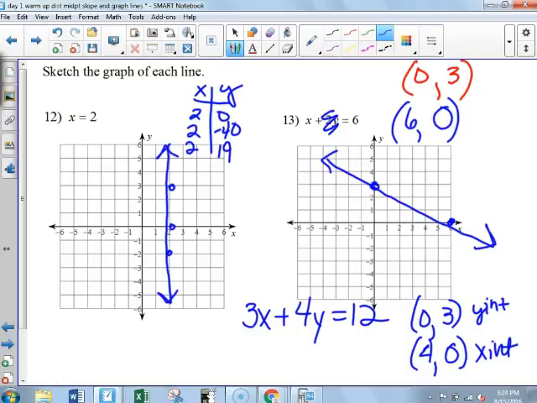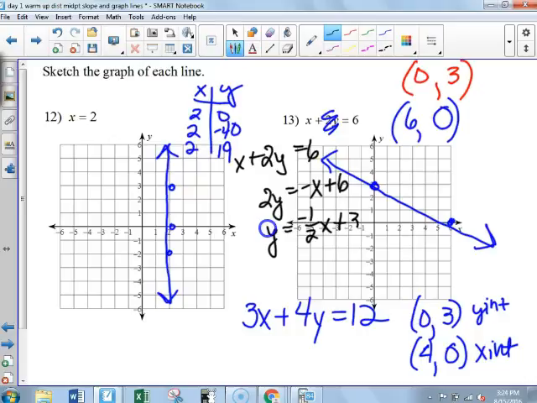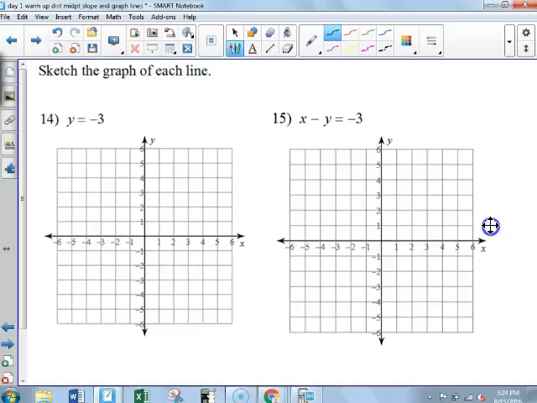All right, do you want me to show you how to rearrange it? If you had x plus 2y equals 6, you'd subtract what? Maybe move the x over here and then divide by 2. Is that what we have? The line that starts at 3 goes down 1 and over 2? Okay. So what's going on 14?